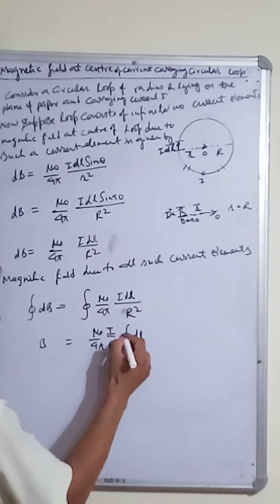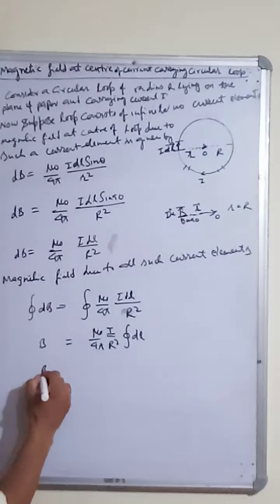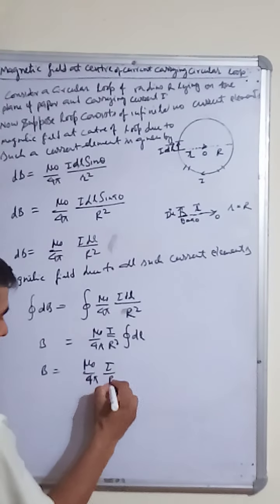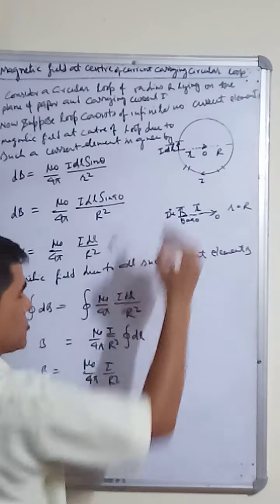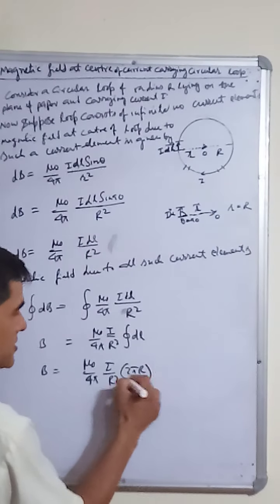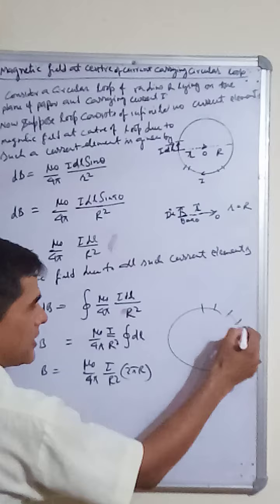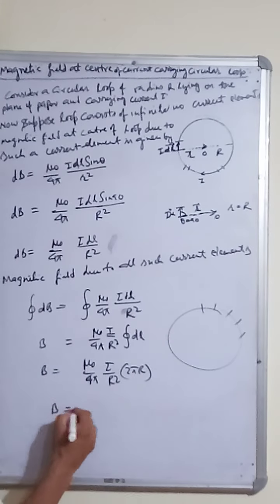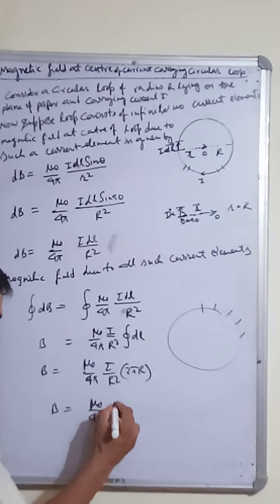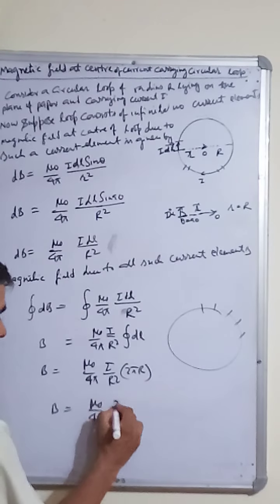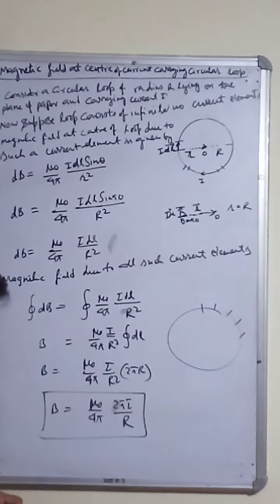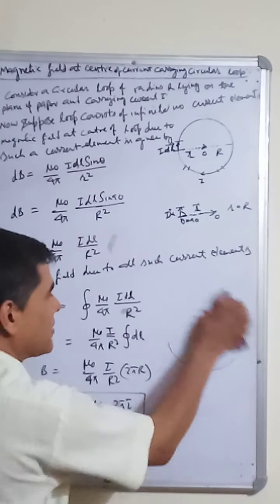Closed means in a circle, it is closed. So B is equal to mu naught over 4 pi, I upon r square, and if you add all dl, it will be 2 pi r, the circumference. So now r cancels. So B is equal to mu naught over 4 pi, or I will write 2 pi I upon r. Okay, so this is the magnitude of the magnetic field.